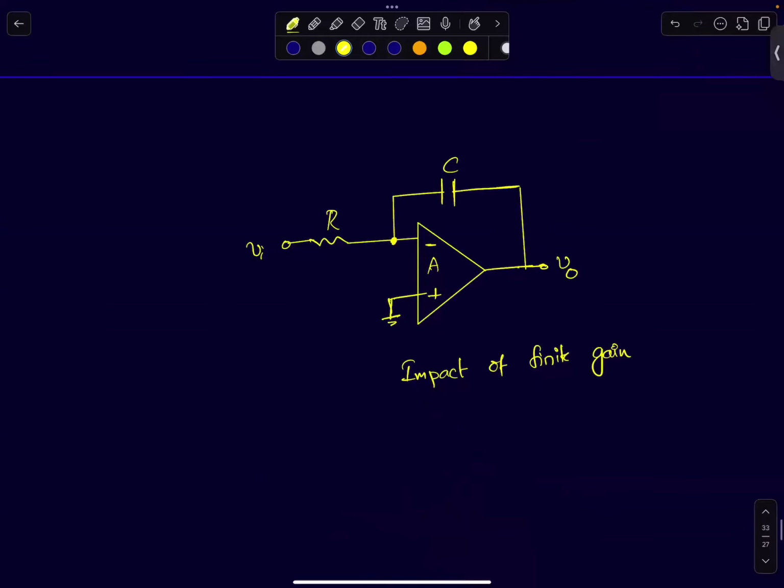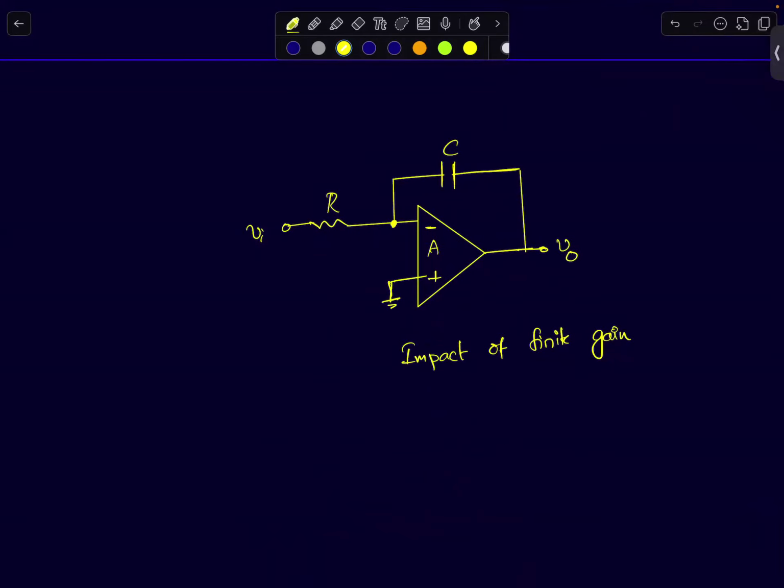Now we'll analyze the impact of finite gain on integrators. I'll assume no offsets are present. We just discussed that once you add a feedback resistor, it behaves like an integrating amplifier close to DC, and we saw how to deal with offsets. We can build offset nulling circuits to cancel them out.